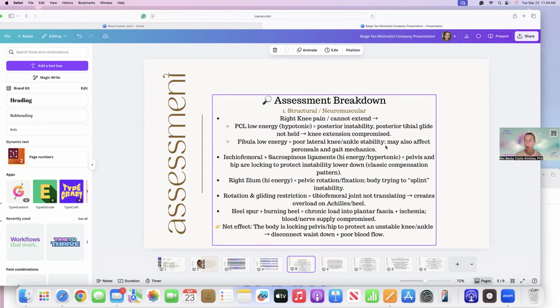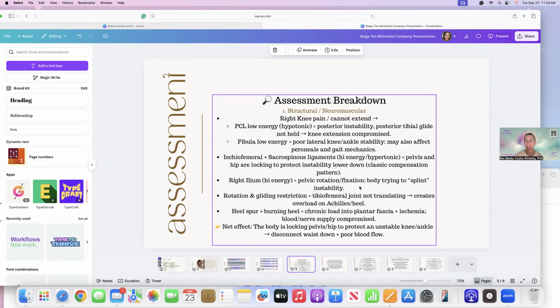Okay, she walks on the ball and the toes of her feet. Her heel doesn't go down, she walks with a flexed knee. The ischiofemoral and sacrospinous ligaments are hypertonic, so they're up in the pelvis, and that is keeping the hips locking to protect instability lower down the chain. Okay, so remember, as above, so below, when there's instability someplace else, something else has to lock up. The right ilium is high energy.